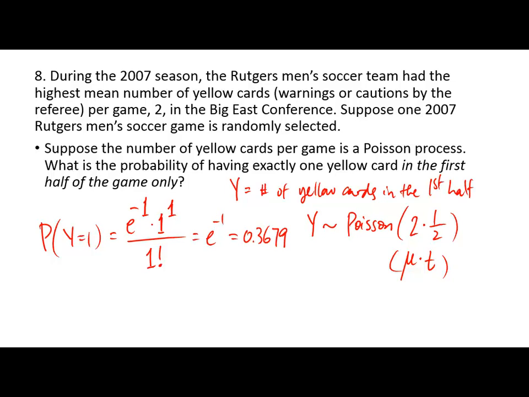If instead y was the number of yellow cards in 3 games, what distribution would that have? It'd still be Poisson, right? And then what's my mean? 6, right? I want 3 games, and I have 2 per game, so I would expect 6 total yellow cards in those 3 games. Again, the difference between the Poisson random variable and the Poisson process is that with the Poisson process you can talk about different lengths of time or different units of measure.